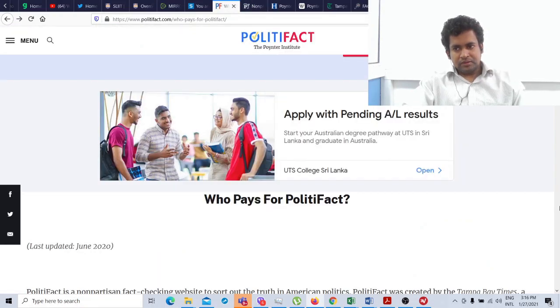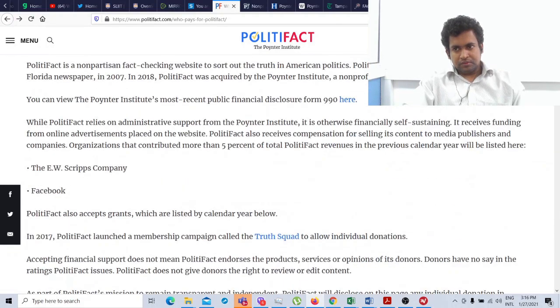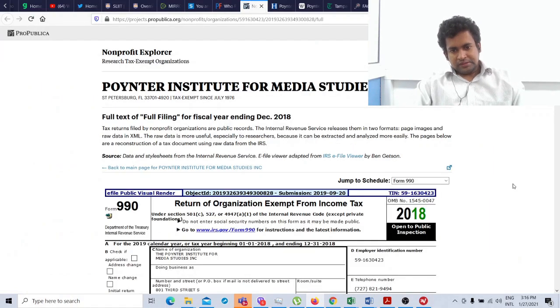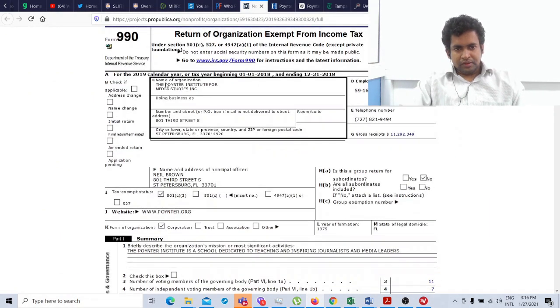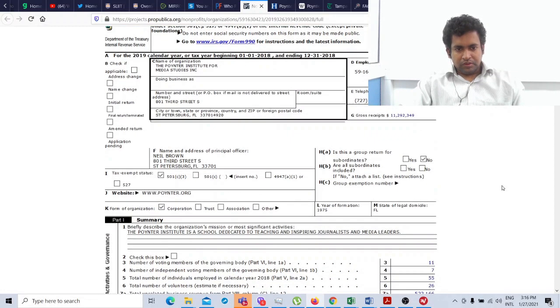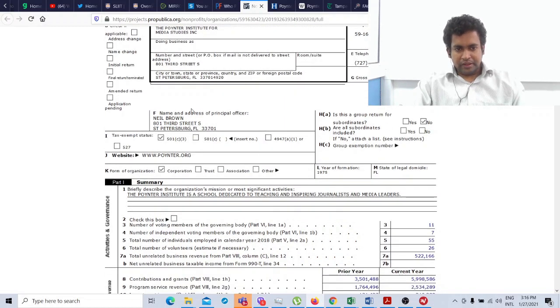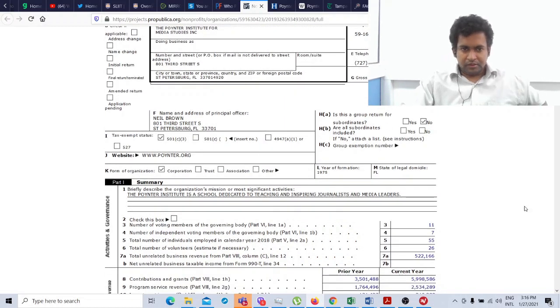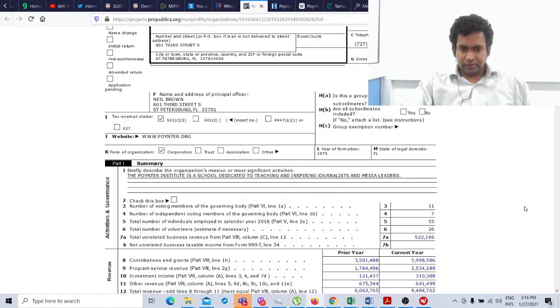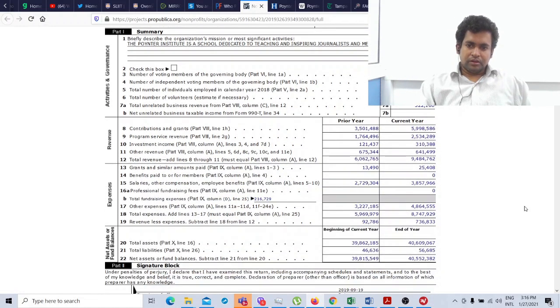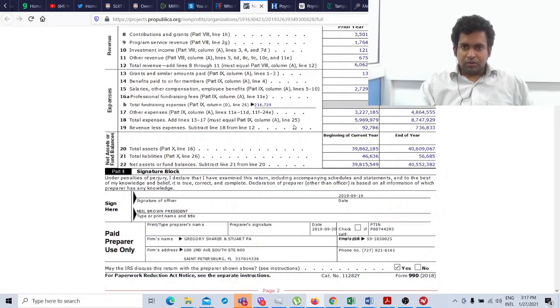And if you go to that budget, public financial disclosure, there's nothing there actually. I mean, it's registered under an organization called the Poynter Institute, and there is a person called Neil Brown, the principal officer, and the majority of income is coming from grants. It doesn't say who's giving these grants, right? It's just the grants. So again, we don't know.